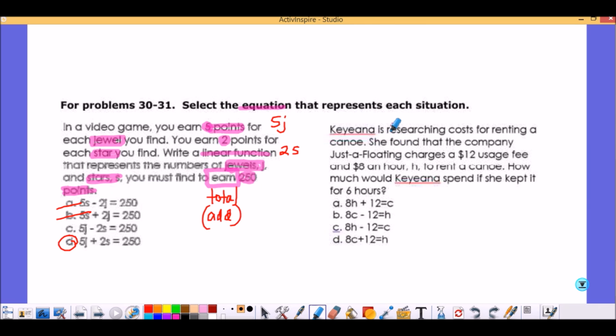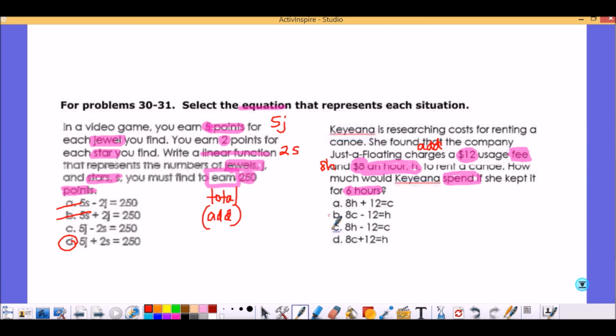Alright, on the second one, we're going to research the cost for renting a canoe, and we found a company that charges $12 to use the ship and $8 per hour, which we're going to use H, to rent the canoe. How much would she spend if she kept it for 6 hours? Alright, so let's talk about what we see. So they talk about charging $12. So they're going to add whatever we have plus $12 for using their canoe. Now, $8 per hour means it's going to have 8 with the H in there.